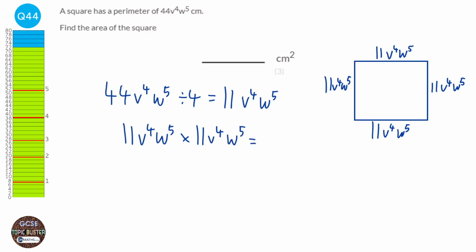Okay, so we're going to times the 11s together, so that's going to be 121. Going to times the v to the power 4s together, and remember with indices, if you times two powers of the same base, and they're both v, then we just add the powers together, so that'll be 8. And we're going to add the w to the power 5s together, so that makes 10. So it's 121 v to the power of 8, w to the power of 10.